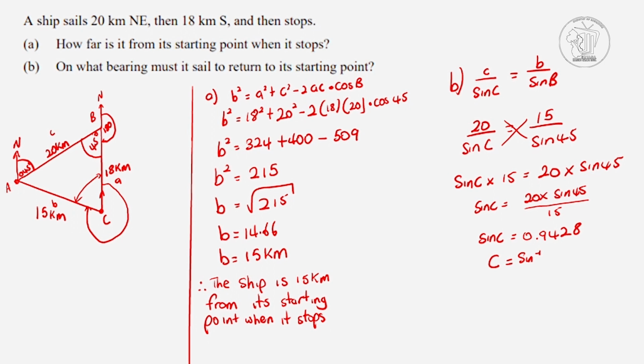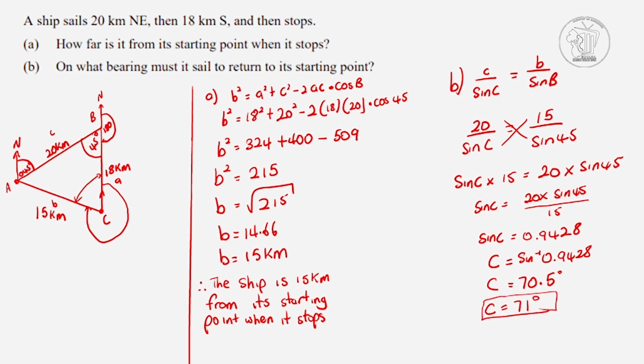So it's sine inverse of this answer, 0.9428. C would be equal to the sine inverse of 0.9428, using the second function of sine. We will get C is equal to 70.5 degrees. We can round this off and say C is equal to 71 degrees.